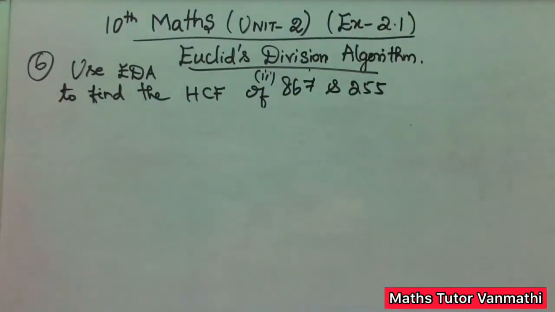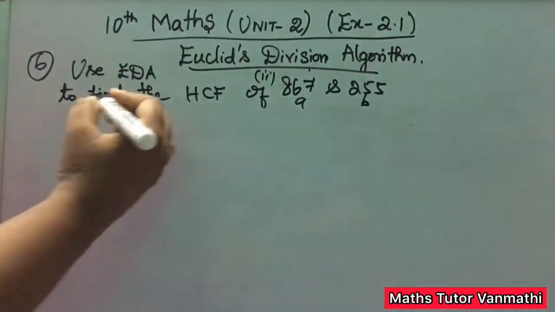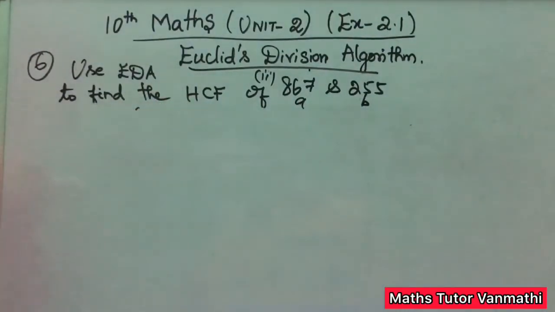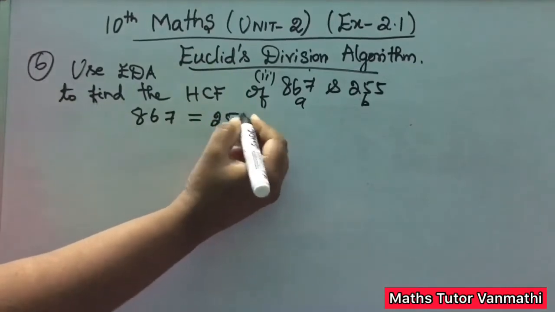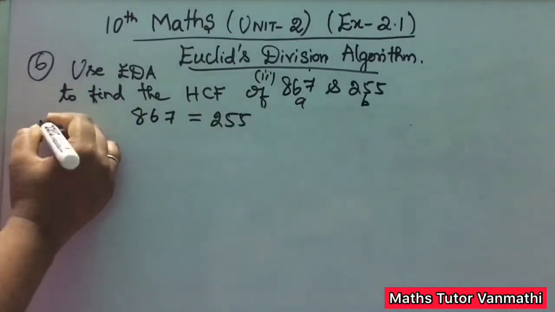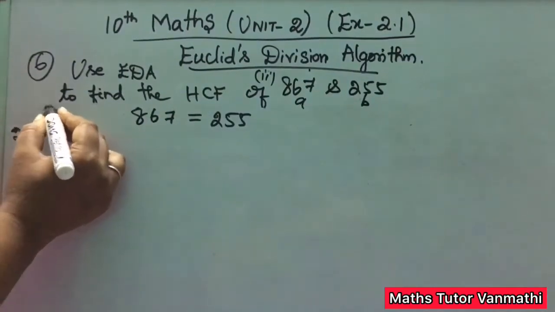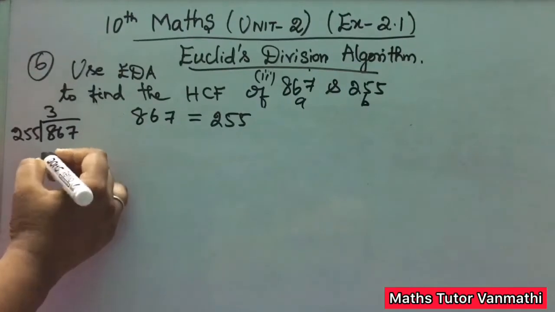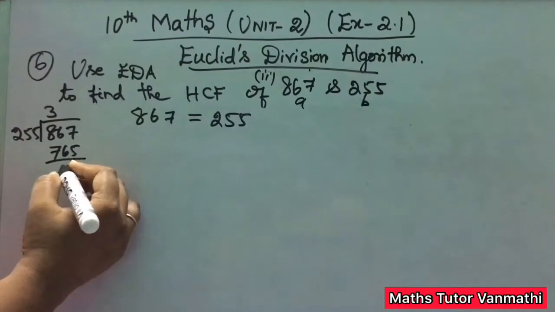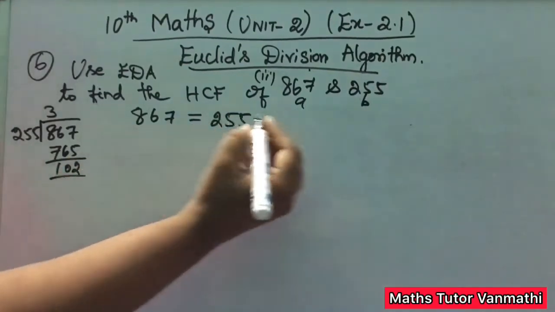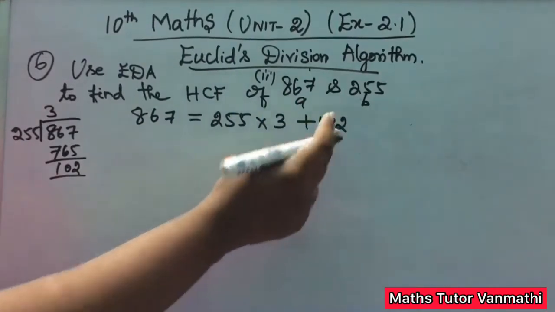867 and 255. Choosing A value as the bigger number and B value as the smaller number, using the lemma A equal to BQ plus R. So A value is 867, B value is 255. Dividing 867 by 255, you get 255 threes are 765, and the remainder will be 102. 255 into 3 plus 102. Here the remainder is not 0.